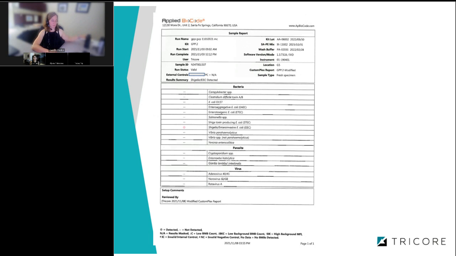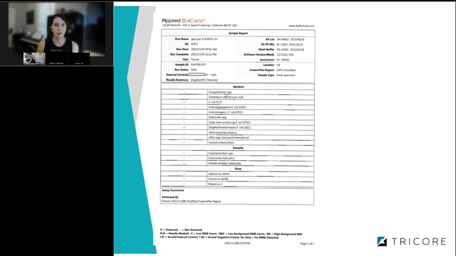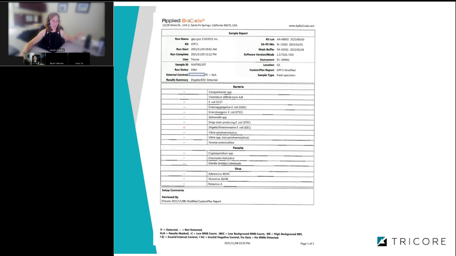And what is the dilution for reflux testing? Ooh, I believe it's like 100. I'd have to look it up. It's in the package insert, okay. And perhaps someone from the Applied BioCode team could speak to it. I think it's something like 100 to 200 or 50 to 150.